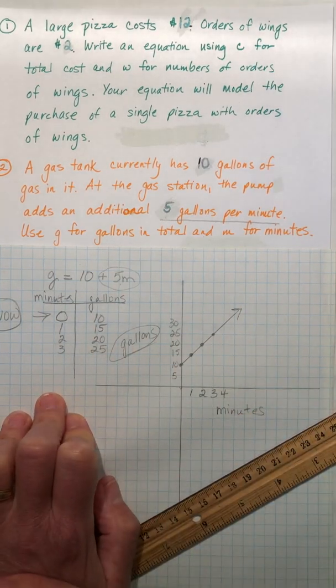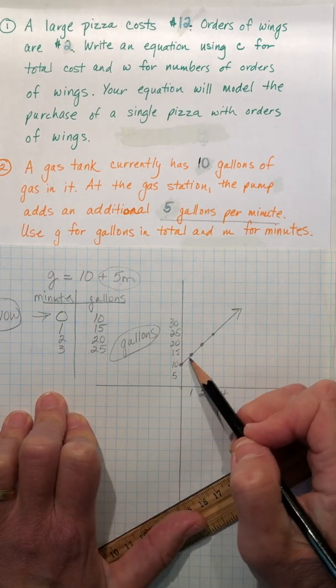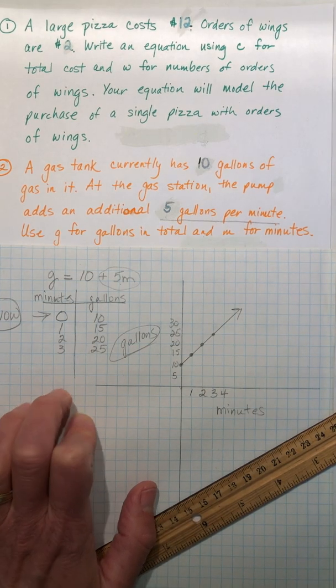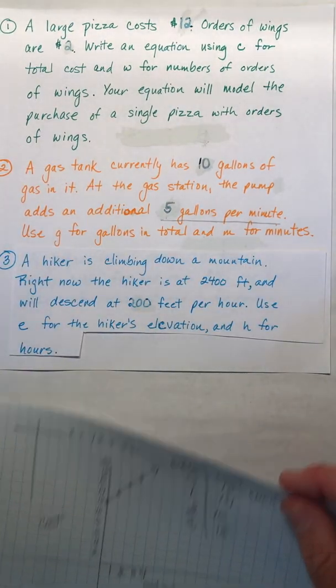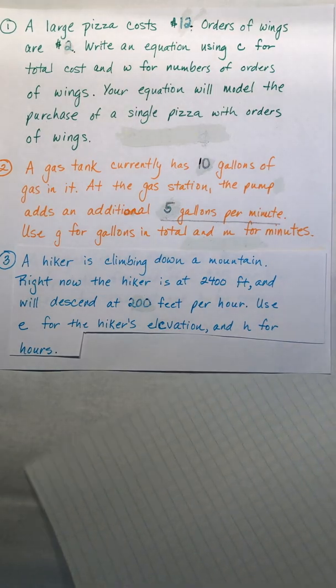Now obviously when the tank is full, you can't add anymore. But with this type of problem, it's okay to show that it's going on if you don't know the limit of the tank. Okay, so there's that one. And let's do one more that's a little different, and then I'll give you your independent one.